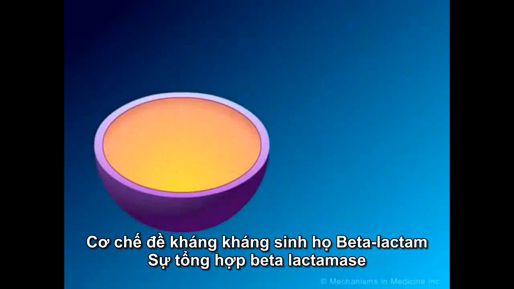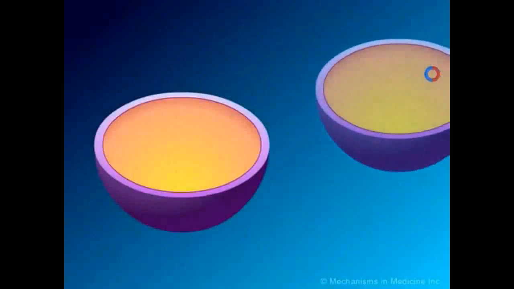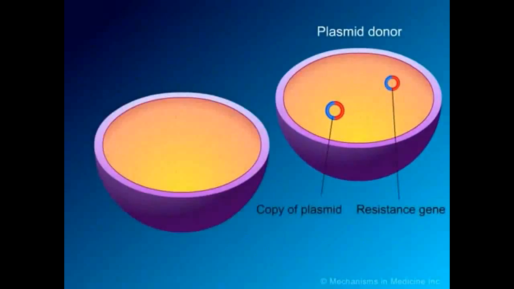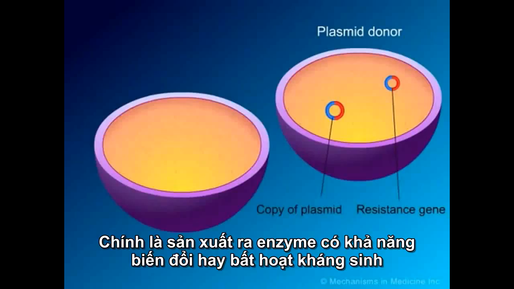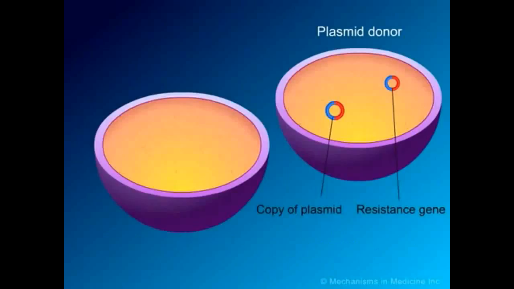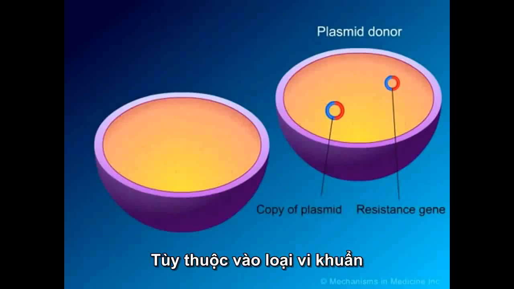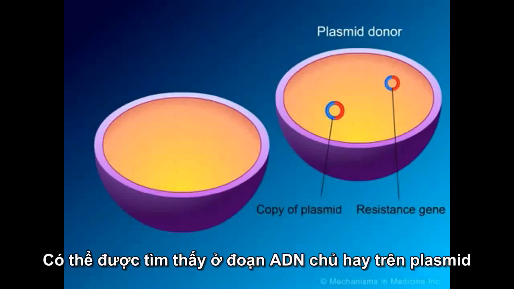A second important mechanism by which bacteria become resistant to beta-lactam antibiotics is by the production of enzymes capable of inactivating or modifying the drug before it has a chance to exert its effect on the bacteria. Depending on the bacterial species, the gene coding for these enzymes may be found as part of the host DNA or on plasmids, which are small, self-replicating units of genetic material.